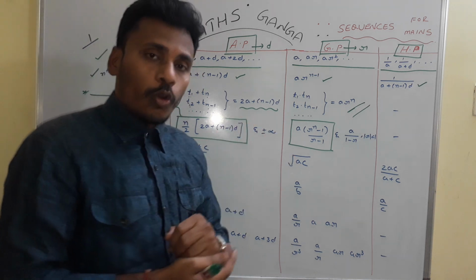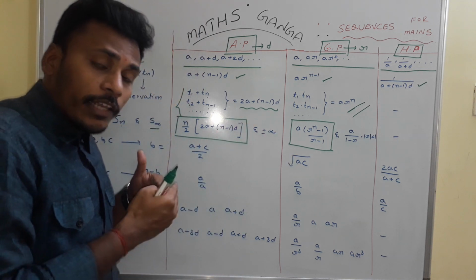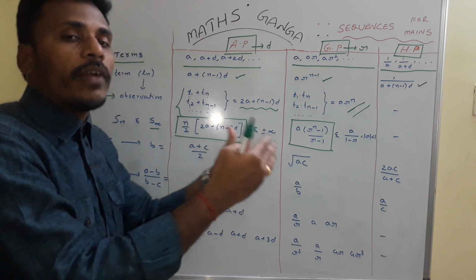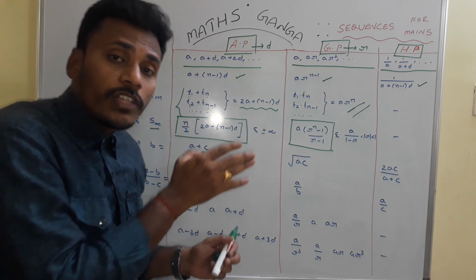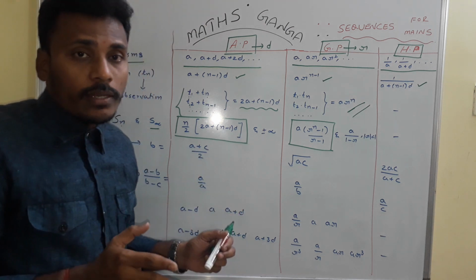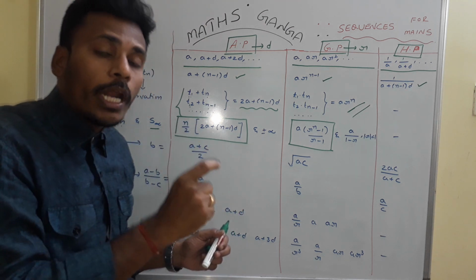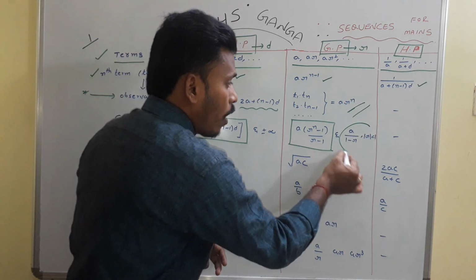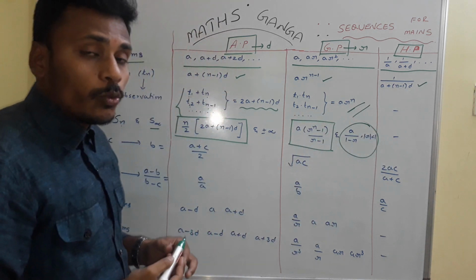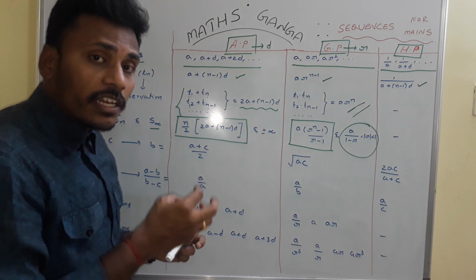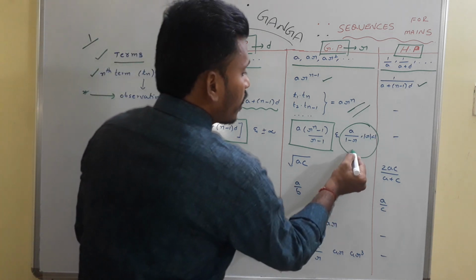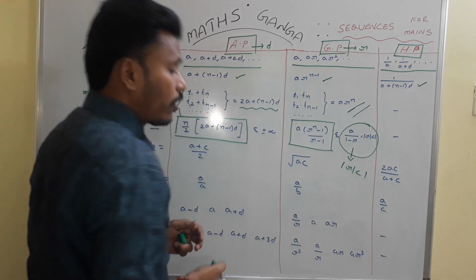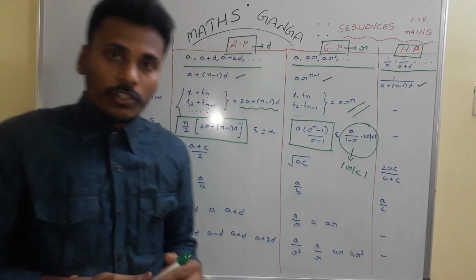Whereas for the geometric progression, if the geometric sequence is an increasing sequence, then the sum of infinite terms is infinity. But if the geometric sequence is a decreasing sequence, then we have a specific formula to find the sum of infinite terms, and that is a by 1 minus r. And we say a sequence is decreasing if the common ratio in the case of geometric progression is less than 1, right?